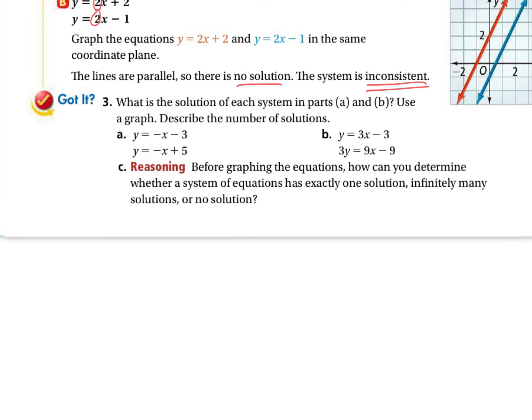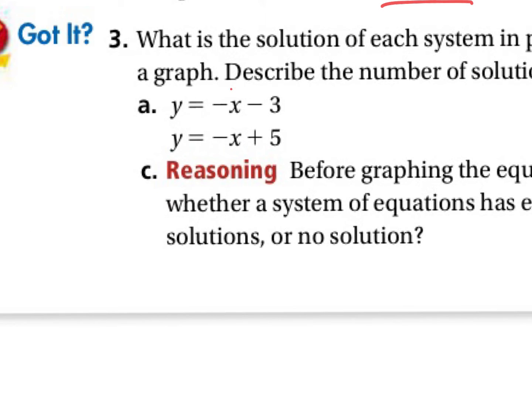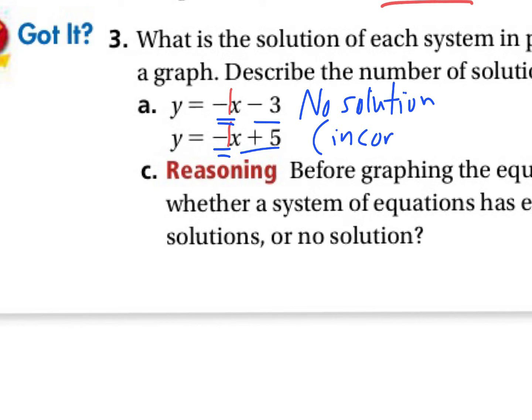So let's look at the Got It 3. For part A, if you want, you can put 1s in front of these. You could go graph them on your calculator, but before you do that, you might notice that the slopes are the same. They have different y-intercepts, which means they're going to be parallel. Since they're parallel, we're going to have no solution. And to give a more complete description, you could also say it's inconsistent. Okay, no solution is our main answer, but then we could also say that's inconsistent.